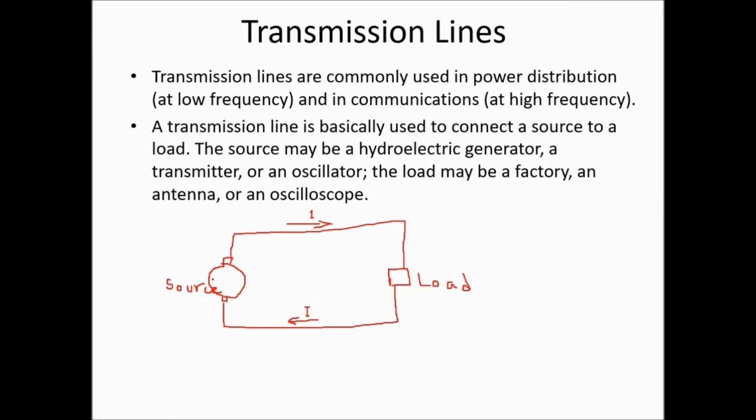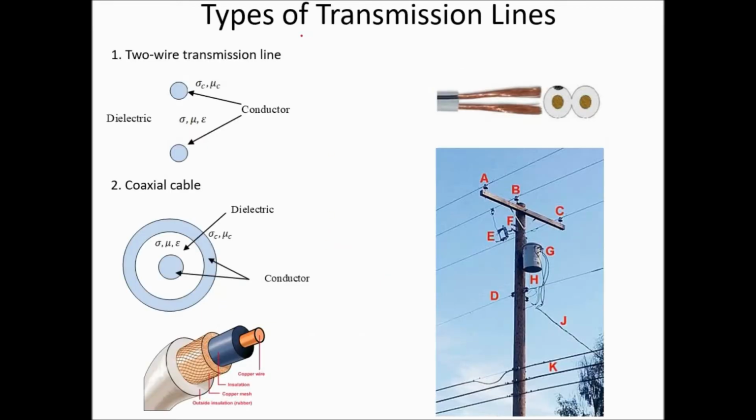Here the source could be a hydroelectric generator, a transmitter, or an oscillator. In the microwave lab, you use a Gunn oscillator to produce microwave frequency. And for load, we can use a factory, an antenna, or an oscilloscope. So there are many types of transmission lines.